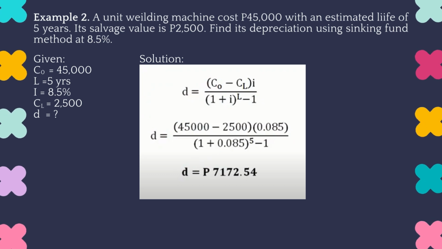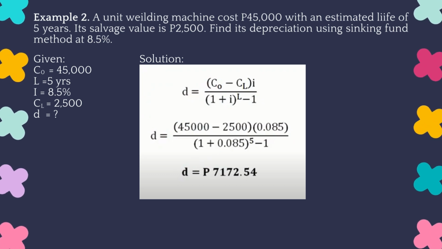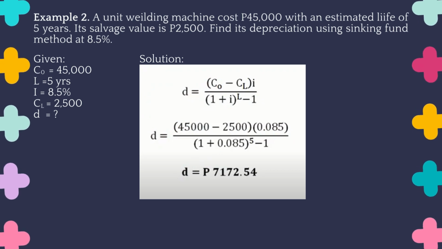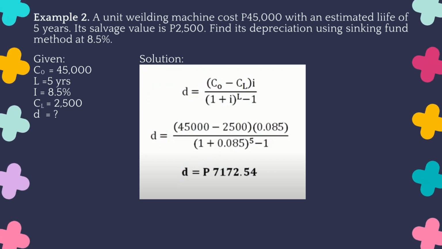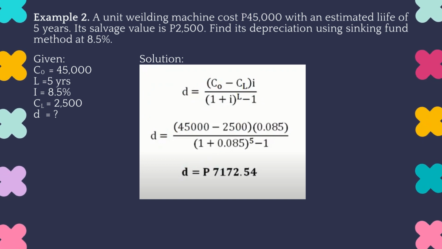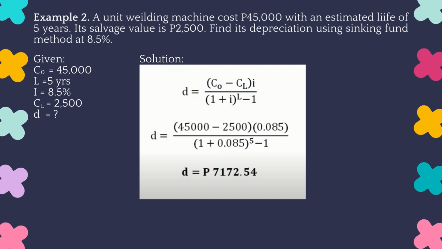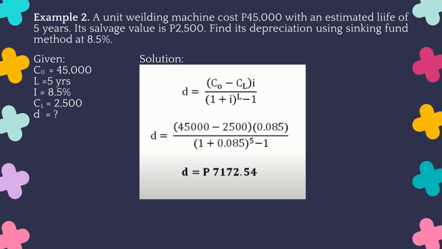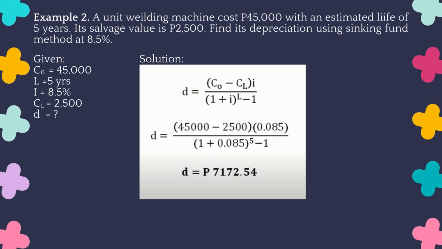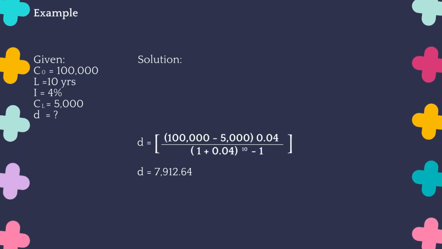And lastly, let us calculate all the values. So the answer is 7,172.54 pesos. So the depreciation amount is 7,172.54 pesos, and this is the amount that you will pay over a period of 5 years.